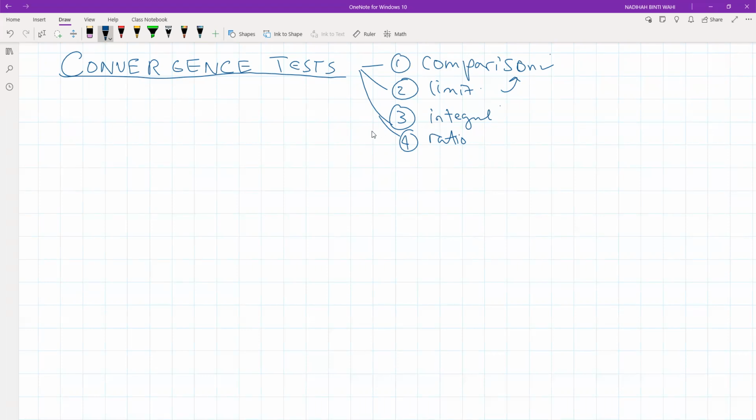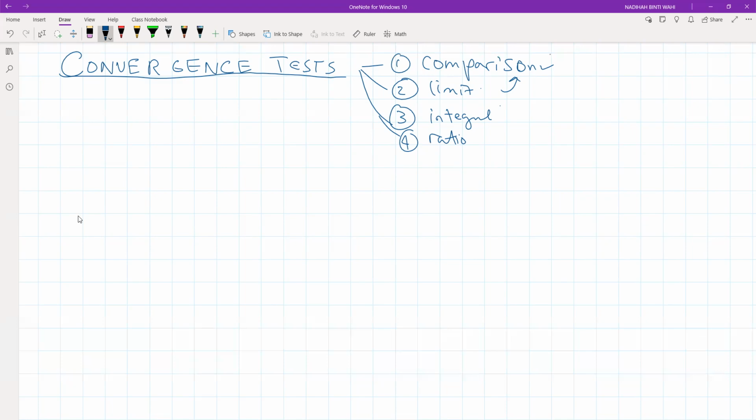Kenapa kita buat integral? Sebab awak kena ingat yang summation tu, the series is a summation. So bila kita kata series as a summation, kalau awak tengok dekat dia punya summation notation tu, dia ada lebih kurang dengan integral definition. So sebab tu dia ada, kita boleh guna integral test.